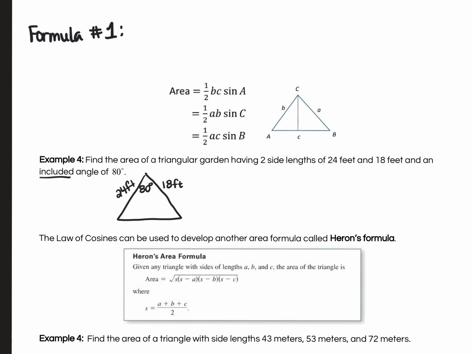If we look at our formula here, I know two sides and I know the angle in between. My formula to find the area will be to take the product of the two sides that I know, so 1/2 times 24 times 18, and then multiply that by the sine of that angle. At that point, it's just a matter of using your calculator. We end up with an area of approximately 212.7 feet squared. That's pretty much it. To find the area of a triangle using this formula, you just need to know two sides and the angle in between those two sides.